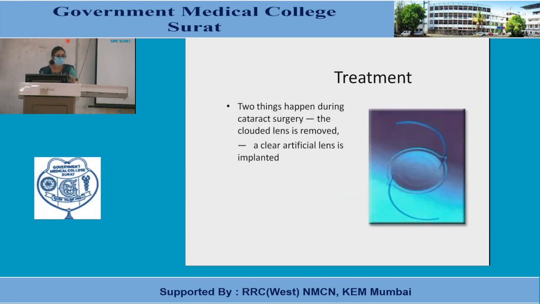So when we think about a cataract surgery, there are two things that happen during a cataract surgery. One is you are removing the abnormal lens, and the other thing is you are replacing it with an artificial lens or an implant that is called an intraocular lens. Right? So this is something very simple.